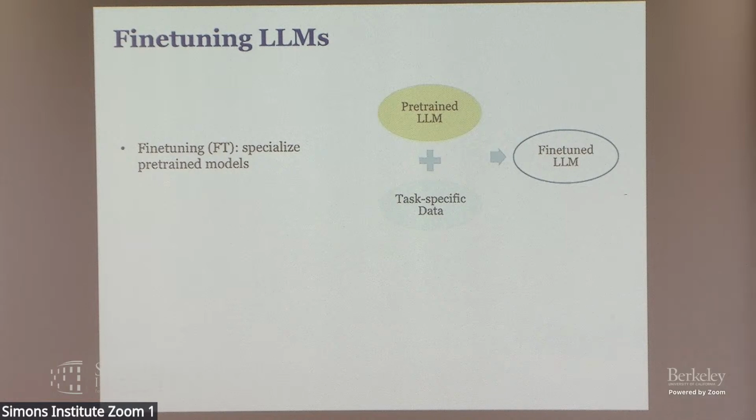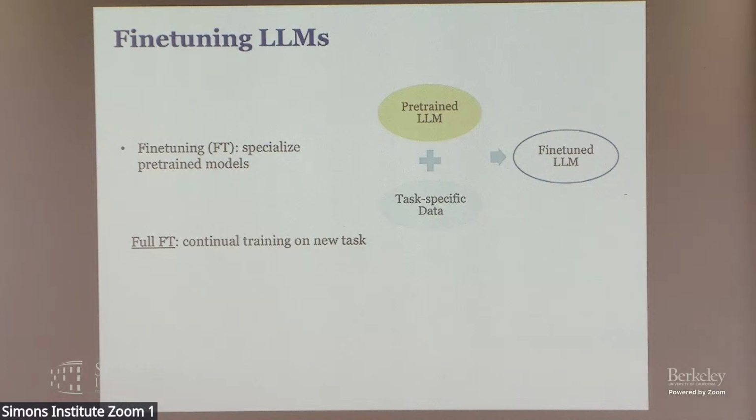Fine-tuning is a method to specialize pre-trained models. You have a pre-trained large language model and some task-specific data that you want the model to improve on. You take that data and that model and fine-tune the model on the new data to get a fine-tuned model. The most natural way to do this is to just continue training the pre-trained model on the new data, to keep updating the weights of that model.